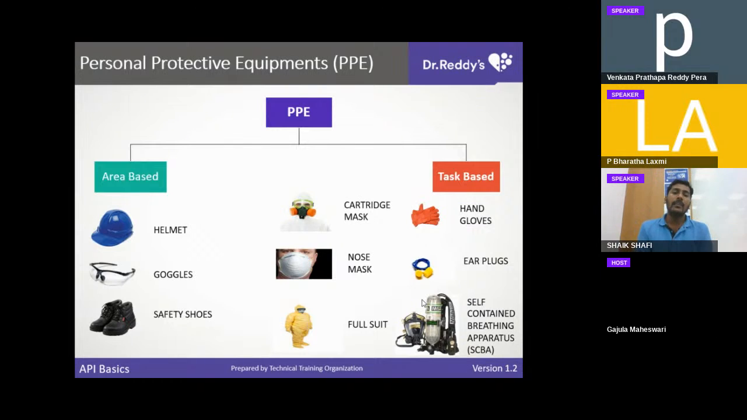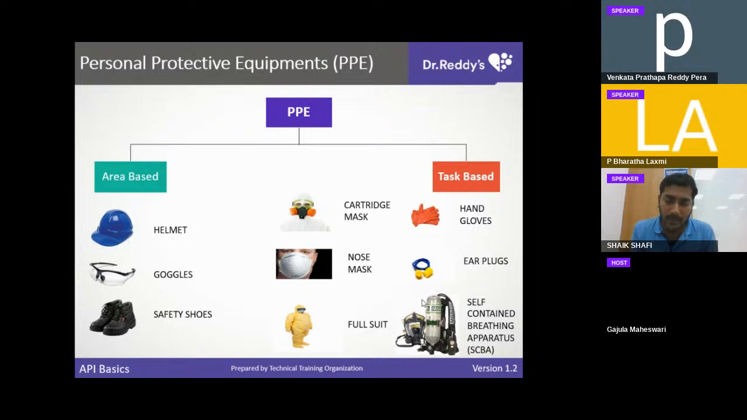Okay. Again, coming to task-based PPE, here we are using different types of hand gloves when we are handling corrosive materials. We are using earplugs in areas with high sound and noise.